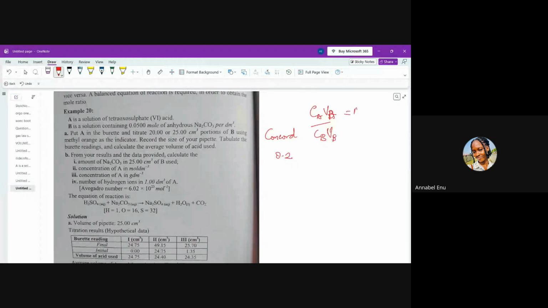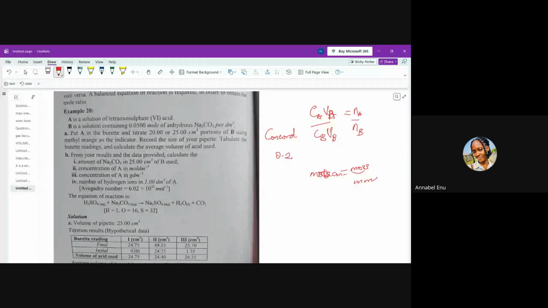And when to use the formula of molar concentration equals mass concentration divided by molar mass. That formula should be used when our mass concentration is already given and it is in gram per mole. But when we have no gram per mole, we have to have our concentration of either the acid or the base in mole per dm cube. And we should always take note of our units.